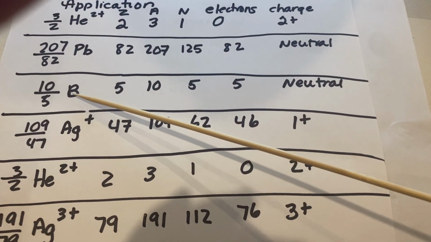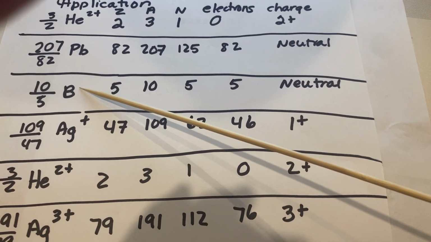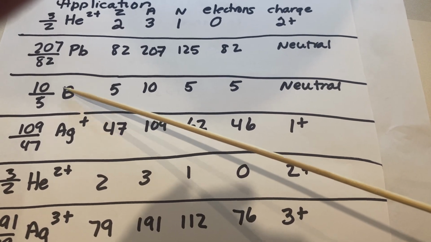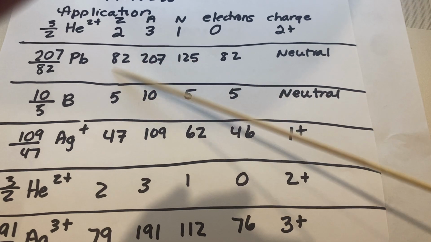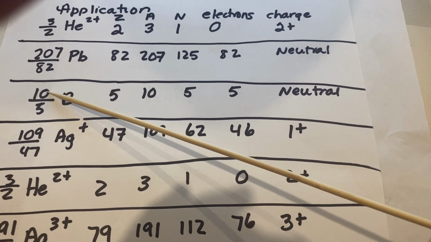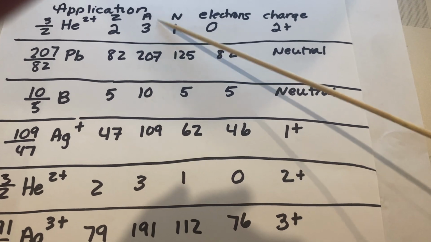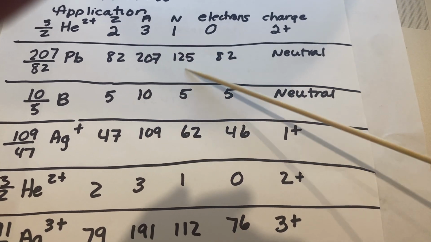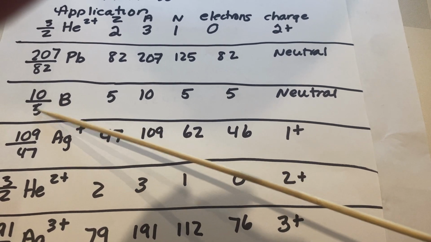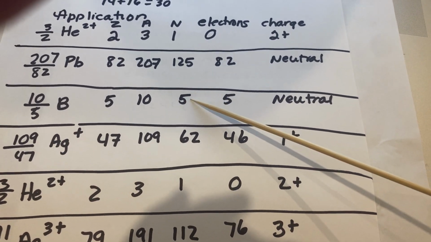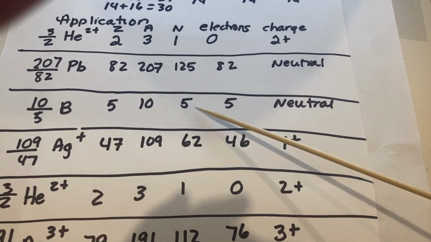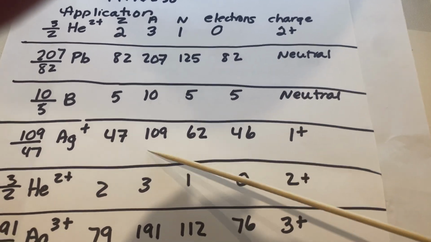So here we have B, beryllium, I think it is. Anyway, first of all, the Z number, the protons, is 5. The atomic mass is 10, which is the A number. The neutrons are going to be 10 minus 5, which is 5 neutrons. And how many electrons? The same number because it's neutral, 5 electrons, neutral.